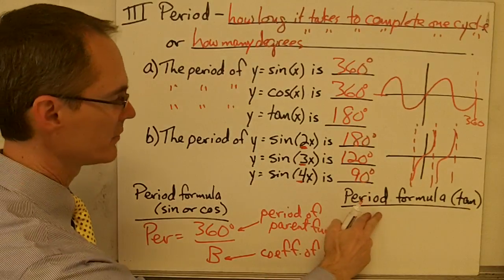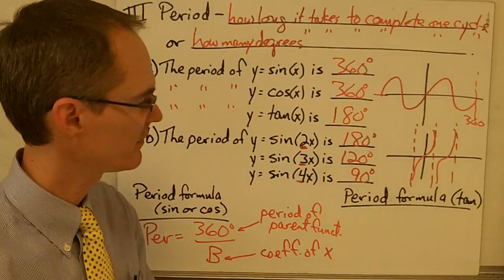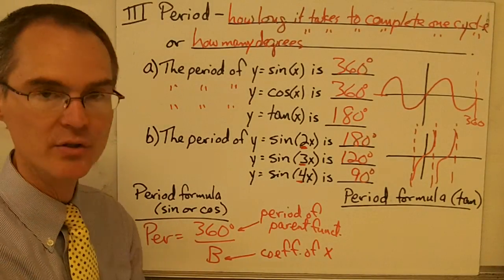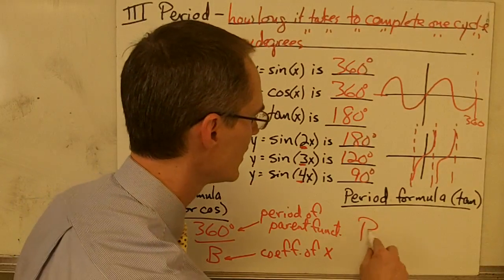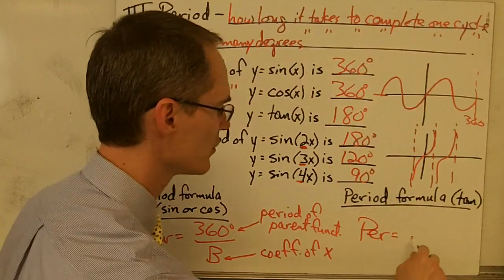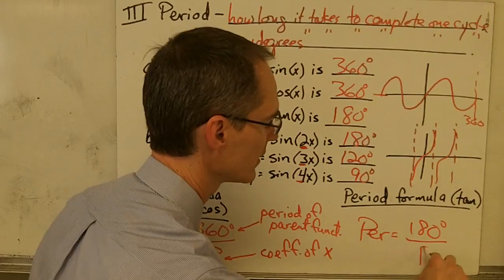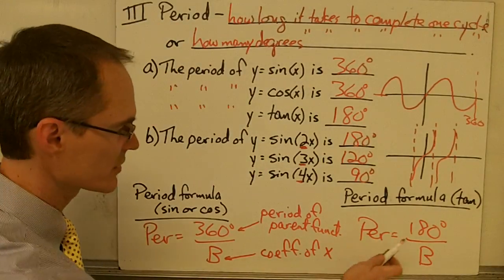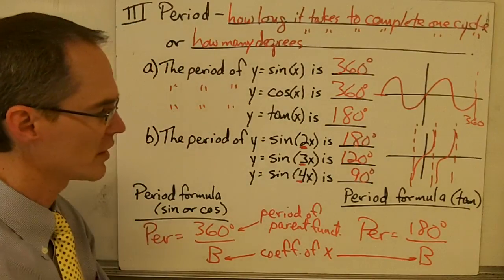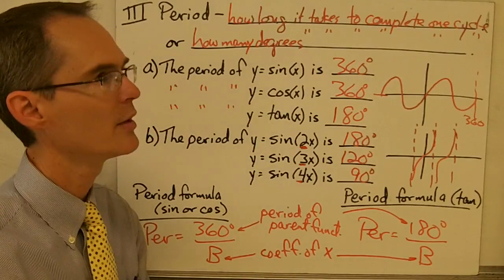Now it turns out that it works the same way if I want to find the period of a tangent function, except the period of my parent function for tangent is not 360 degrees, it's 180 degrees. So the formula for the period of a tangent function is going to be not 360 divided by b, but 180 degrees divided by b. And these numbers represent the same thing. The b value represents the coefficient of x, and the 180 degrees represents the period of the parent function.